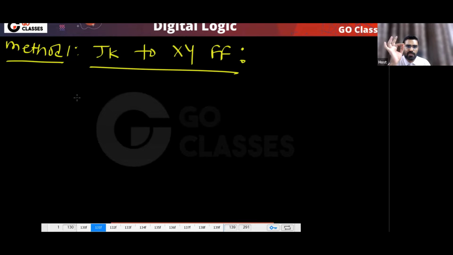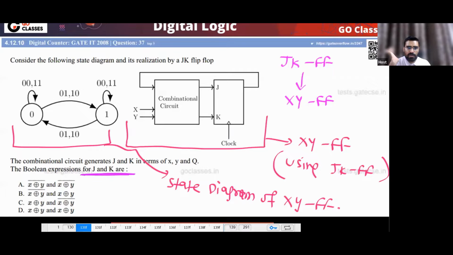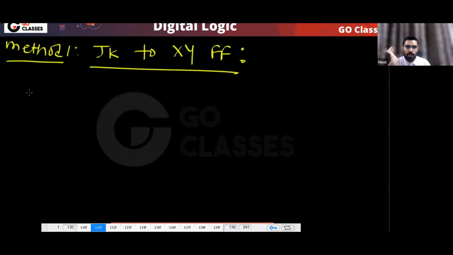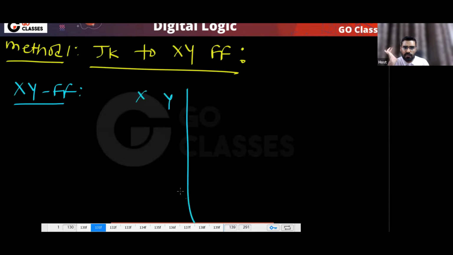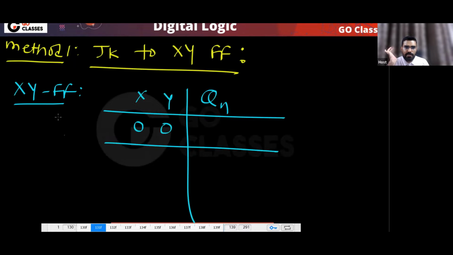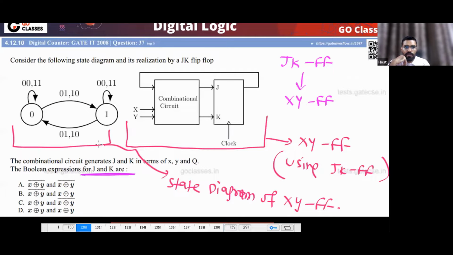That is, let's convert this JK flip-flop to XY flip-flop. So first you understand the XY flip-flop. This XY flip-flop is given to you, with inputs X, Y and present state Q. When X and Y are both 0, 0, then no change. Yes or no?